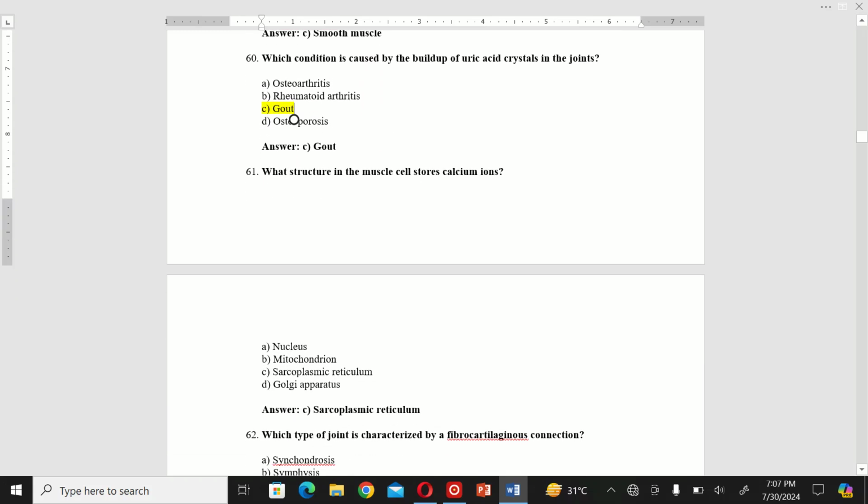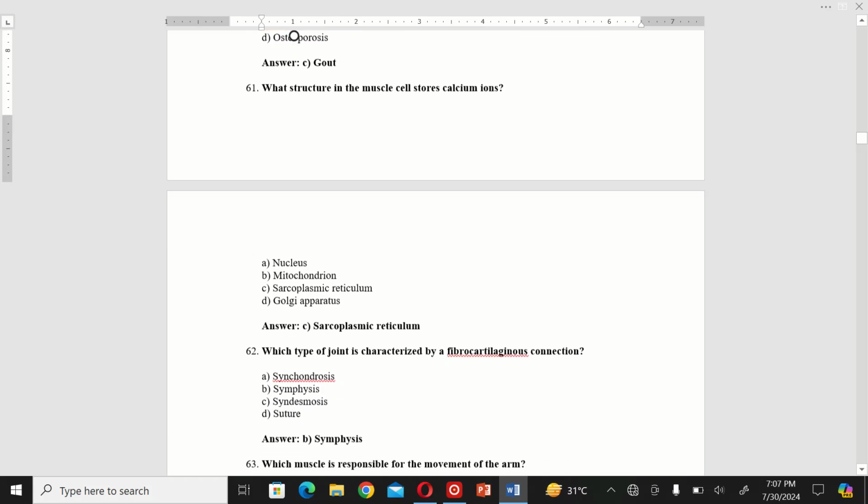What structure in the muscle cell stores calcium ions? A. Nucleus, B. Mitochondria, C. Sarcoplasmic reticulum, and D. Golgi apparatus. So the correct option is C.